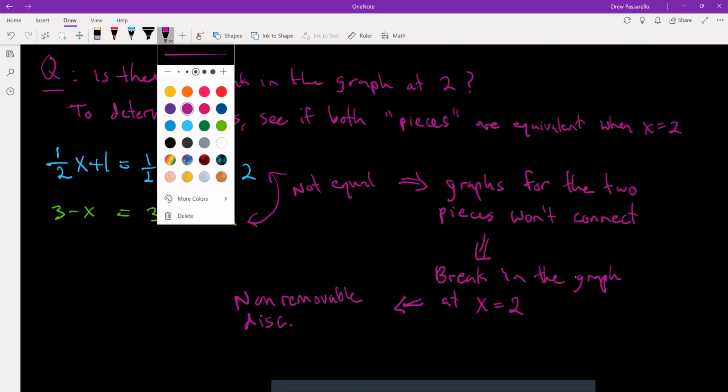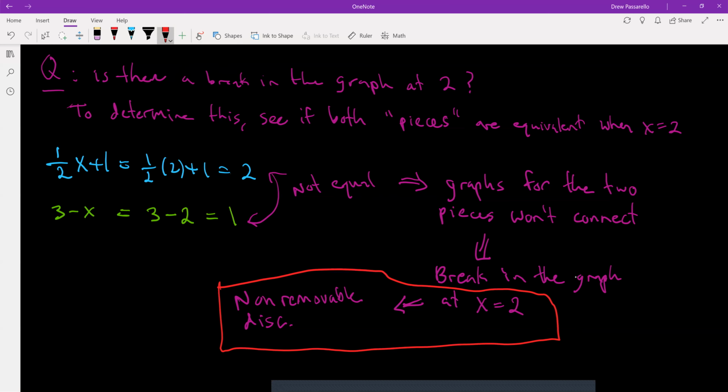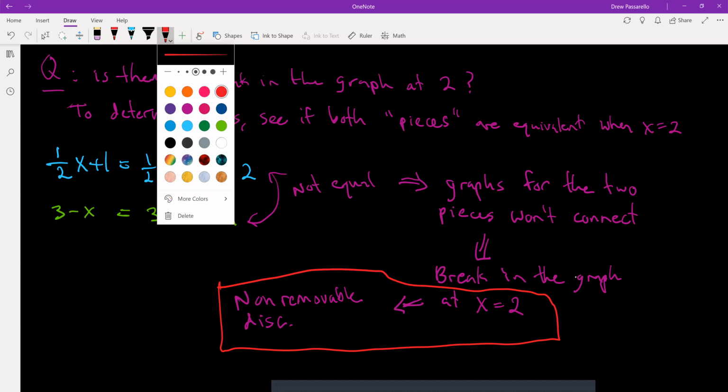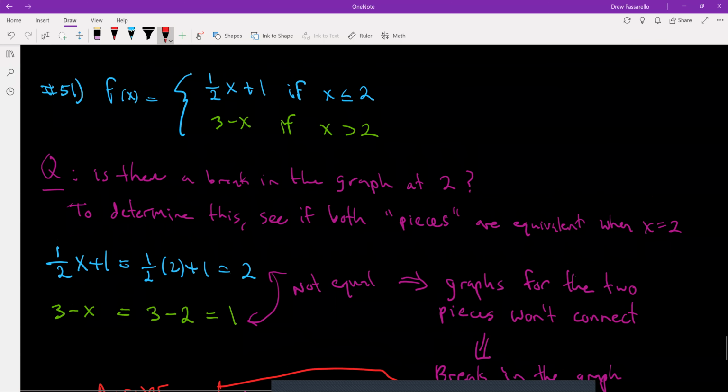All right, and really that does answer the question. Now, if I wanted to actually graph the two, so really I'm done right here because it's just determining is it removable or non-removable. So that is the answer. But let's say I wanted to graph this.